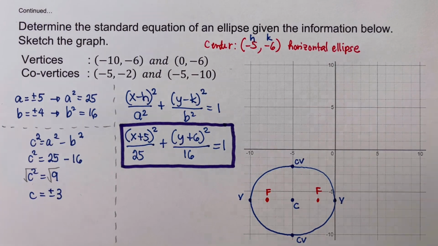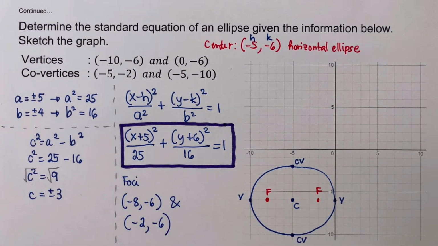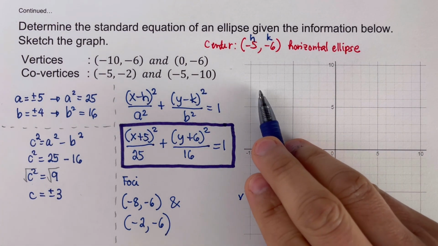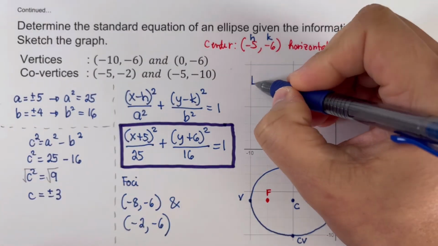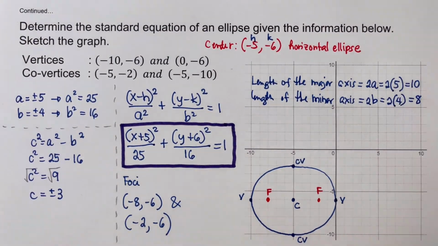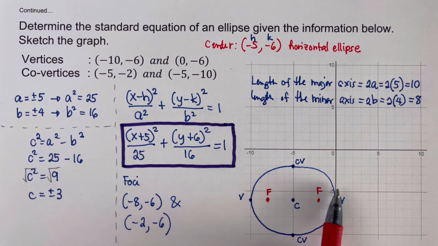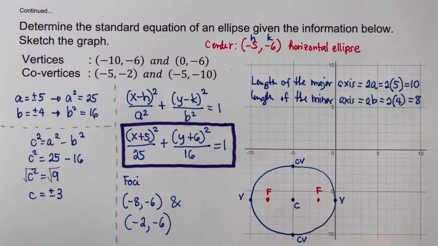Now, the coordinates of the two foci would be, and I'm going to show the length of the major axis and the length of the minor axis up here. So this is the equation for this problem that we have right here, and this is the graph for this equation. Did you get the same answers as this?